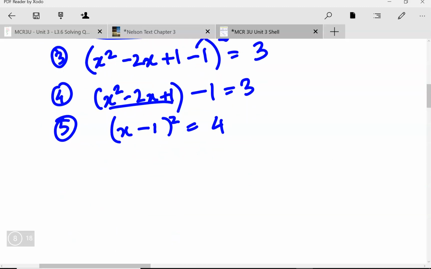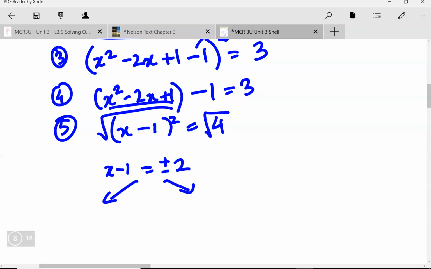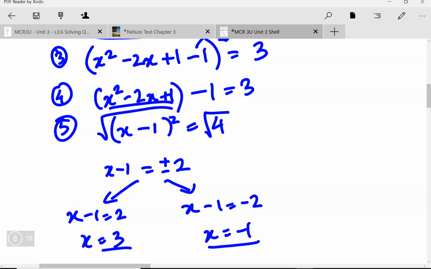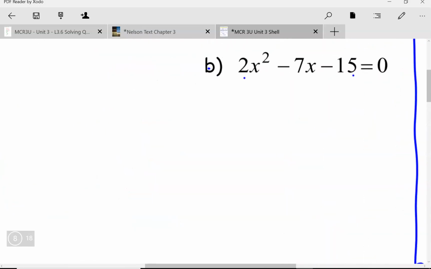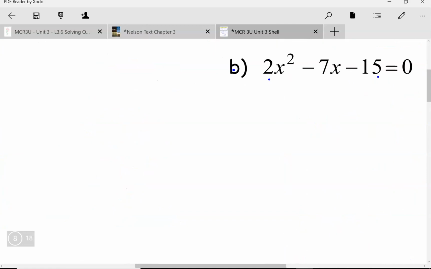Now I'm going to take the square root of both sides, which leaves me with x minus 1 equals 2. But whenever I take the square root, I have to add a plus or minus. So here I have my two answers: x minus 1 equals 2, or x minus 1 equals negative 2, so x equals 3 and x equals negative 1. I see here that all three methods gave me the same answer. We're going to learn how to do it with the completing the square method, because that is the grade 11 method, the new method that we learned.